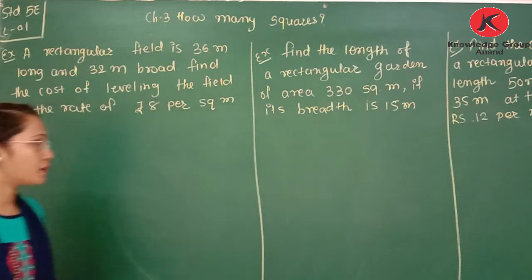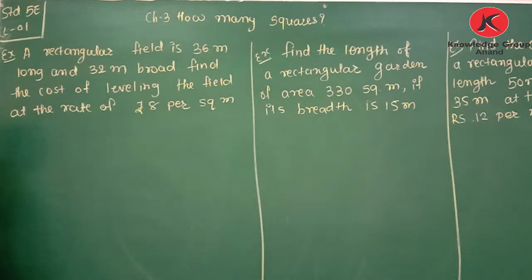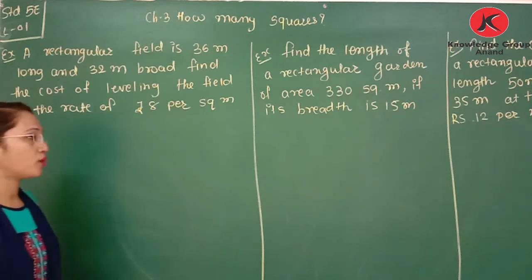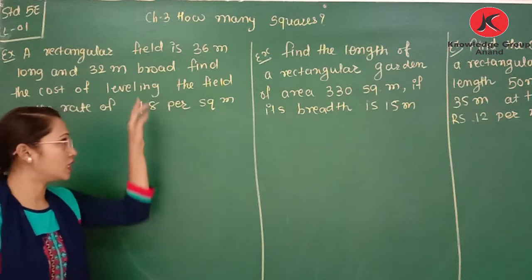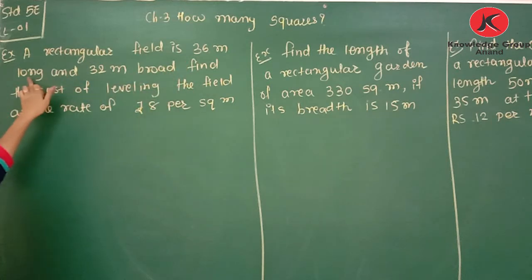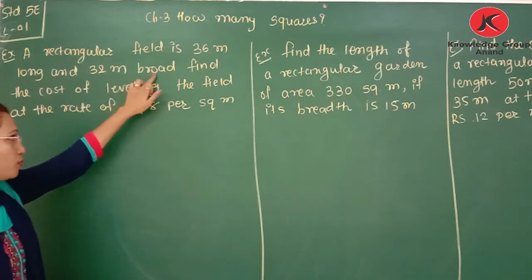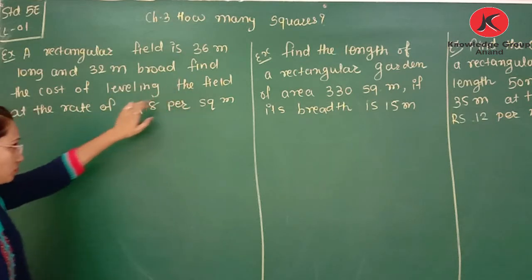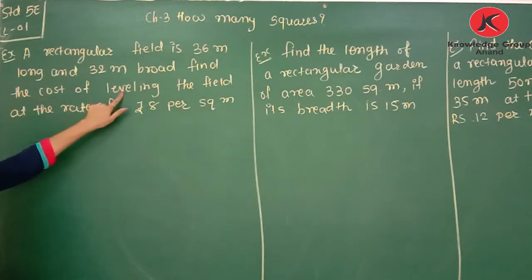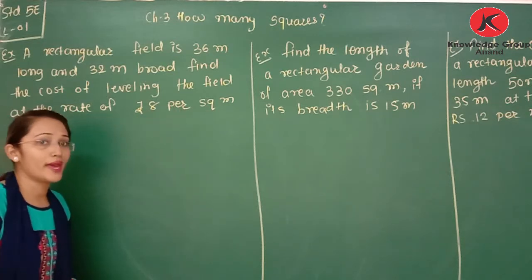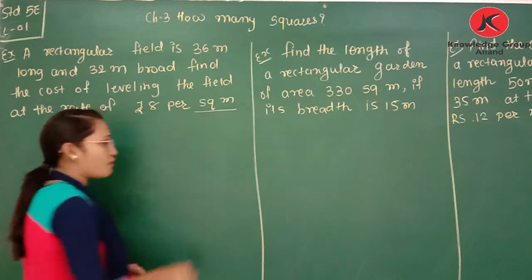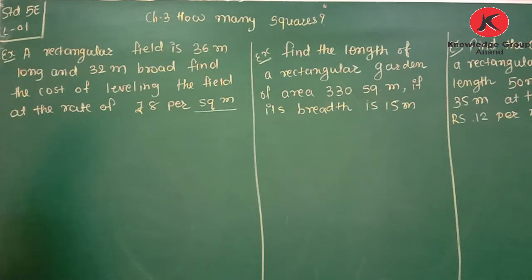So here, first example. A rectangular field is 36 meter long and 32 meter broad. Field means it is kind of a farm. 36 meter long and 32 meter broad, this is the breadth. Find the cost of leveling the field at the rate of 8 rupees per square meter. Square meter means it is a unit of area.